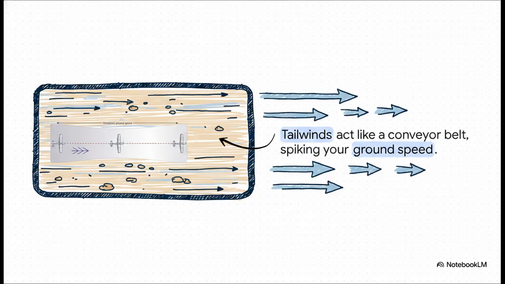Now, flip that around, and we've got a tailwind. In this situation, the air mass acts literally like a giant invisible conveyor belt pushing us from behind. Our airspeed stays perfectly constant, but our ground speed completely spikes. And when you're flying low, say 500 to 1,000 feet off the deck, that high ground speed is extremely obvious. The ground is just rushing by underneath you.